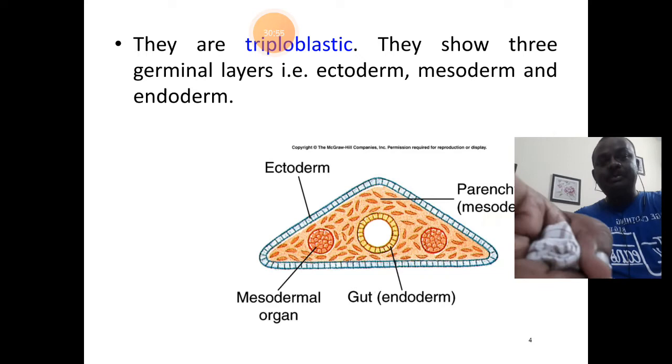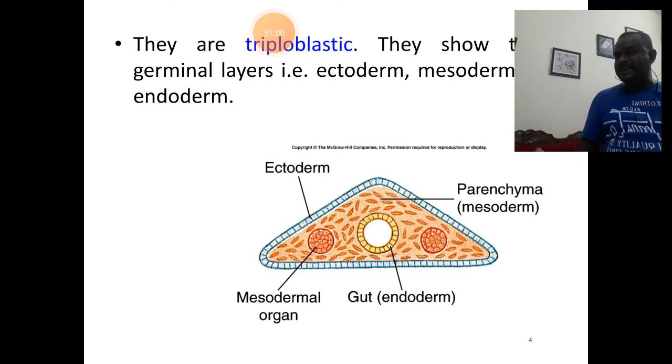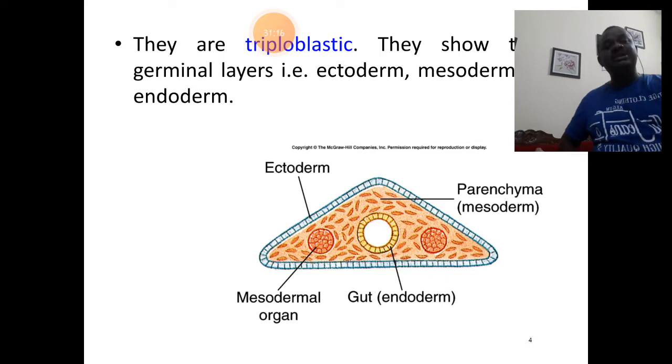It is a cross section of the body of the animal Dugesia, that is planaria, showing the outer ectoderm, middle mesoderm and inner endodermal organs and tissues. So this kind of body arrangement, if an animal has a body developed from all three germ layers, you call it triploblastic.